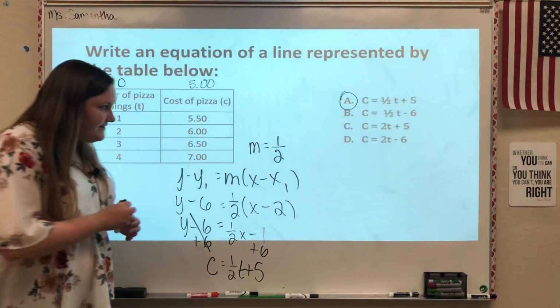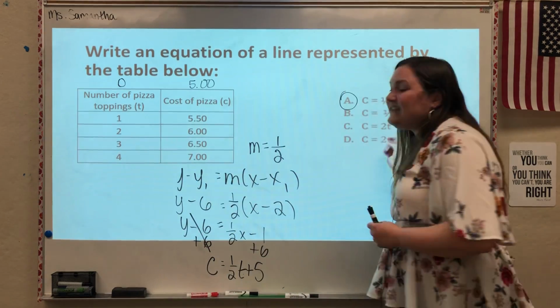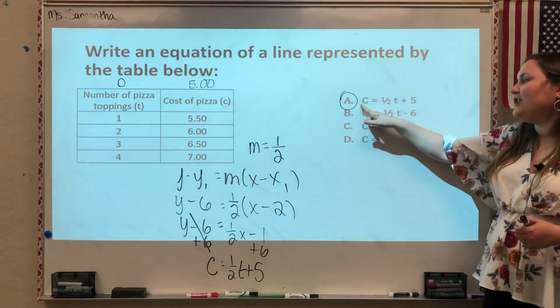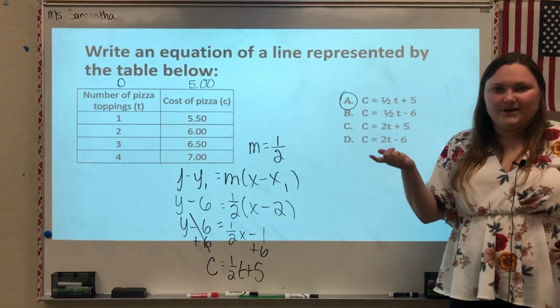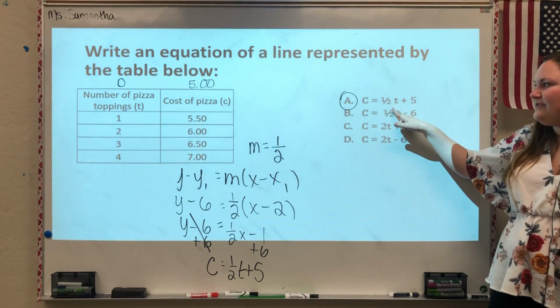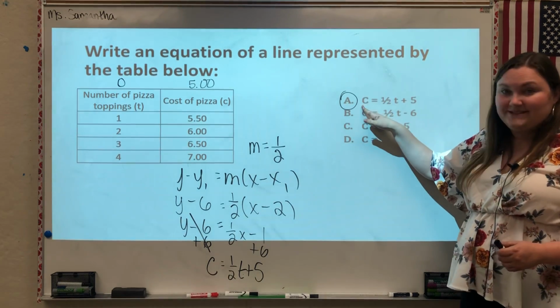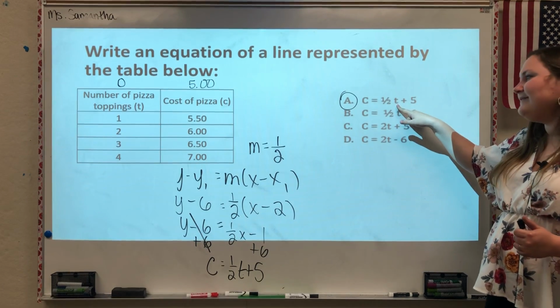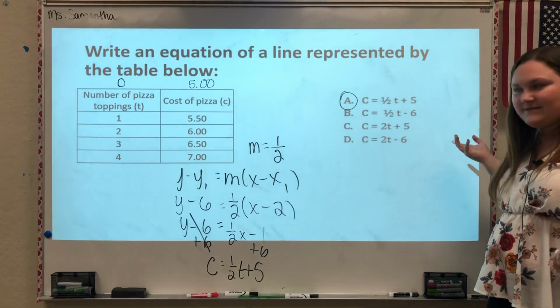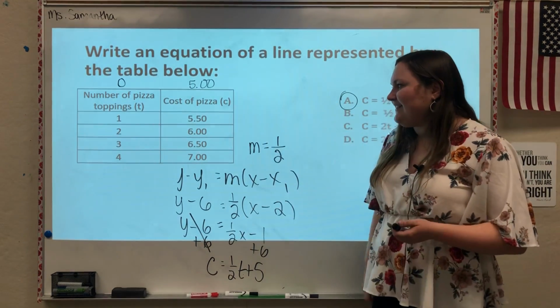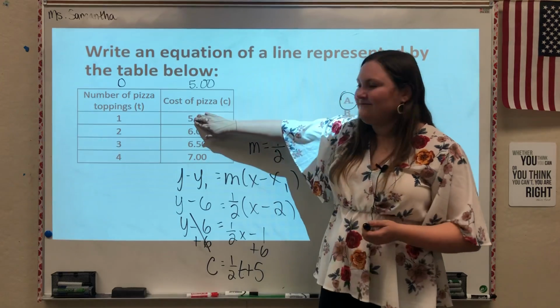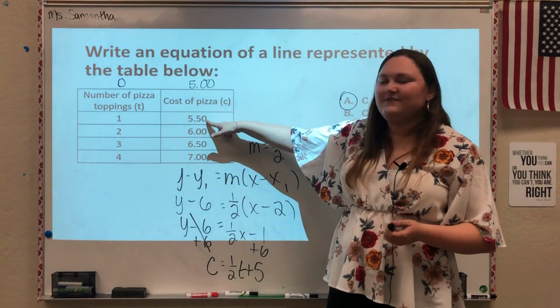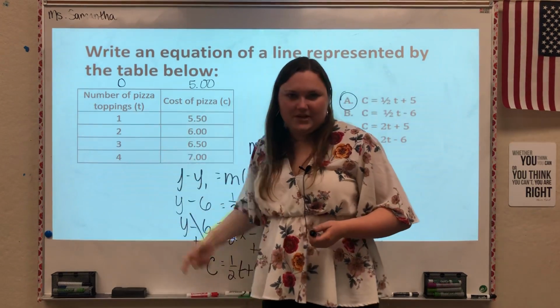If I take this equation, one of the things we did a lot with word problems is I would look at my equation and put it back into words. Let's do that for this equation. This is saying the cost of the pizza equals $0.50 per topping plus $5. That's exactly what this table is saying. It's saying the cost of the pizza is $5 plus 50 cents for each topping.